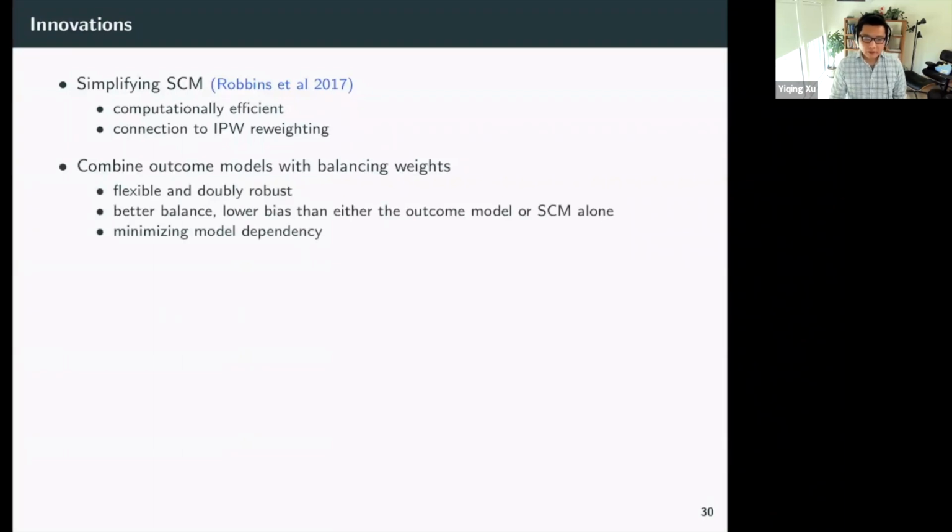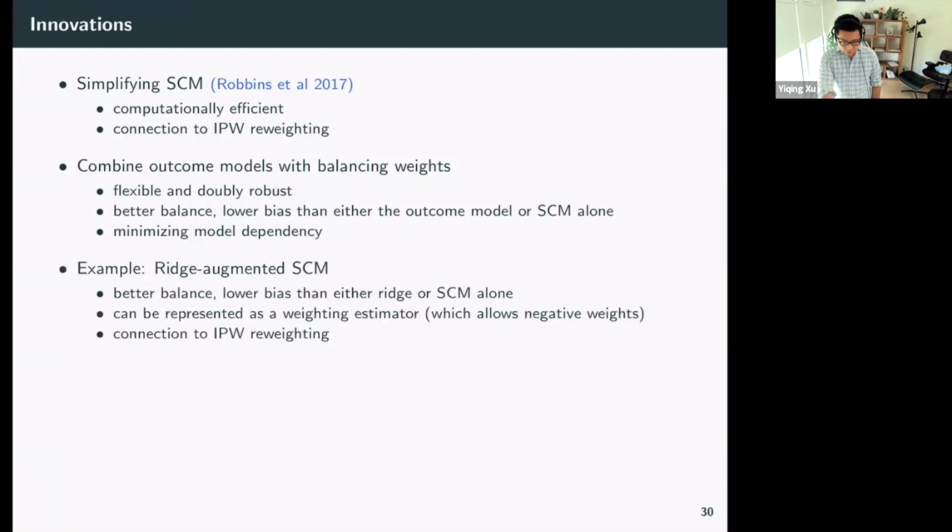And a second innovation is that you combine an outcome model with balancing weights. It's flexible and robust. The model can be very flexible, and then you balance on the residuals, so if the model makes some error, you still have a second step to deal with that. It will achieve better balance and lower bias than either the outcome model or matching alone. It also minimizes model dependency because you have a second step as a safeguard.